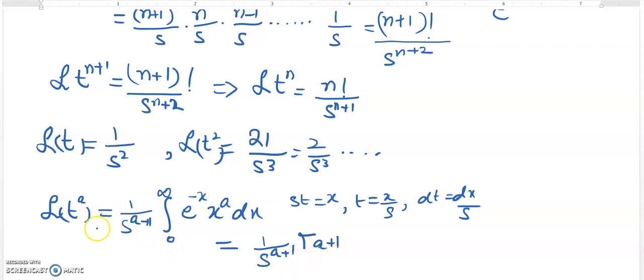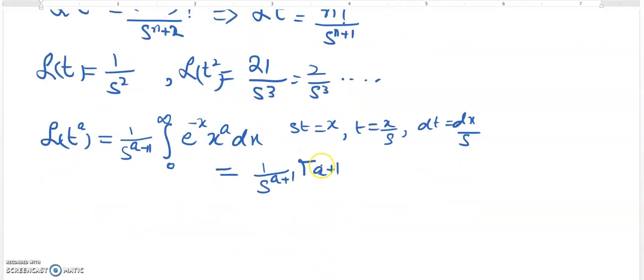Although we have derived this gamma 1 plus 1 function, it is not very much used in the calculations, but still we can derive it. And of course this gamma a plus 1 function, which is for t power a, is useful for deriving the other formulae as well.